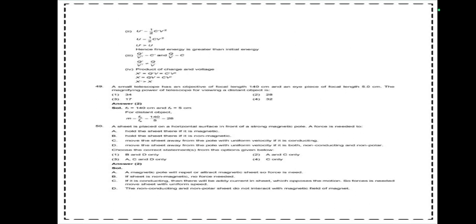Question number 50. A sheet is placed on a horizontal surface in front of a strong magnetic pole. A force is needed to... Choose the correct statements from the options given below. Answer is 2. A and C only. Hold the sheet there if it is magnetic. Move the sheet away from the pole with uniform velocity if it is conducting. Answer is 2.